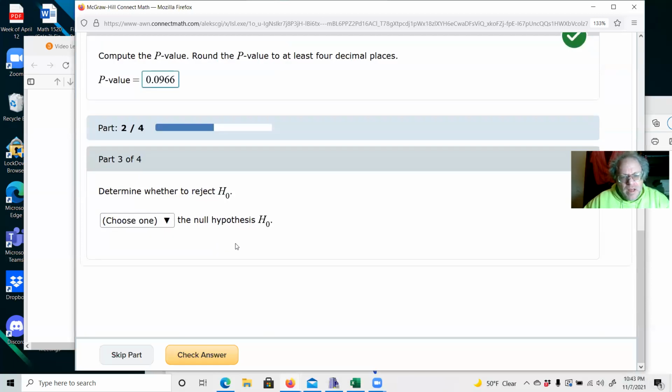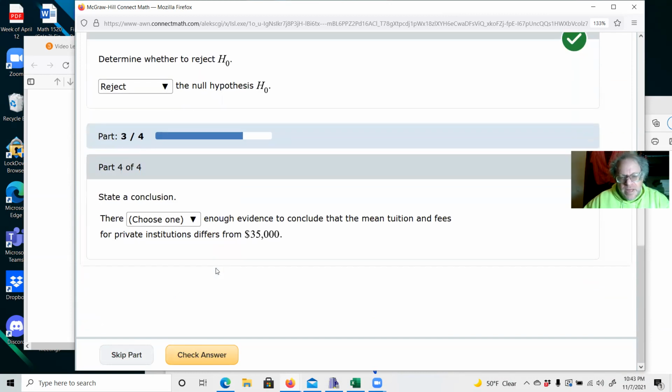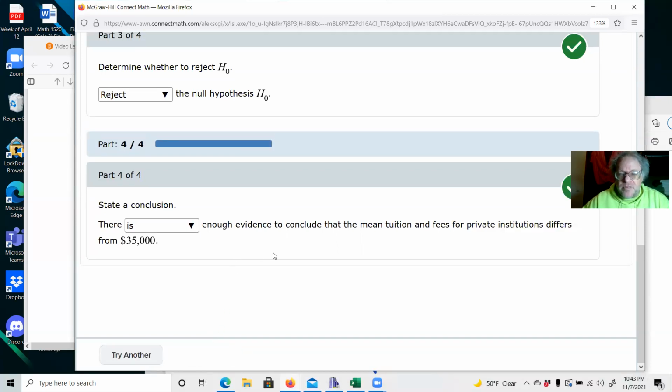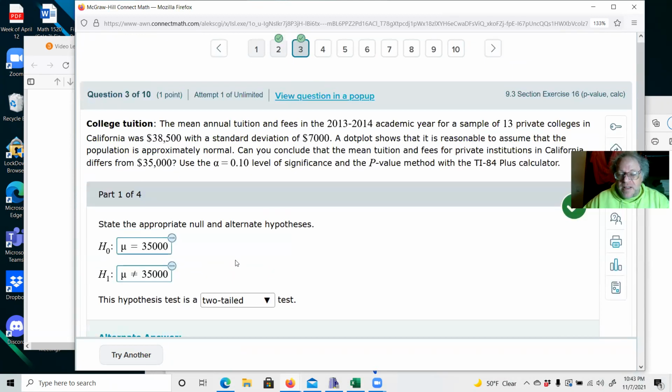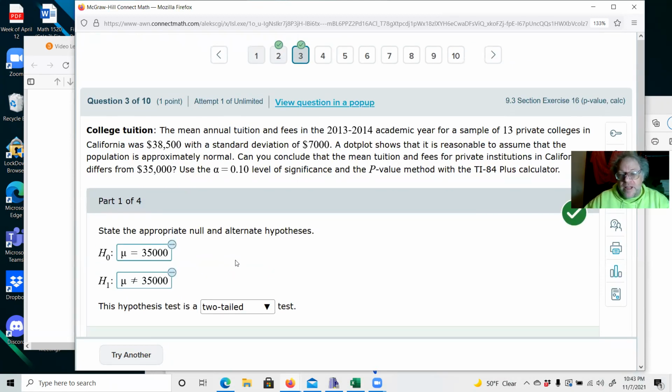All right. So we're going to say reject the null hypothesis because our p-value is smaller than our alpha. And then we have to say what this means, because you can't just say reject H0. I'm going to feign not knowing what that is. You've got to tell me. There is enough evidence to conclude that the mean tuition and fees differs from $35,000. There's your blueprint of how to do this. And they all work this way. They all do.